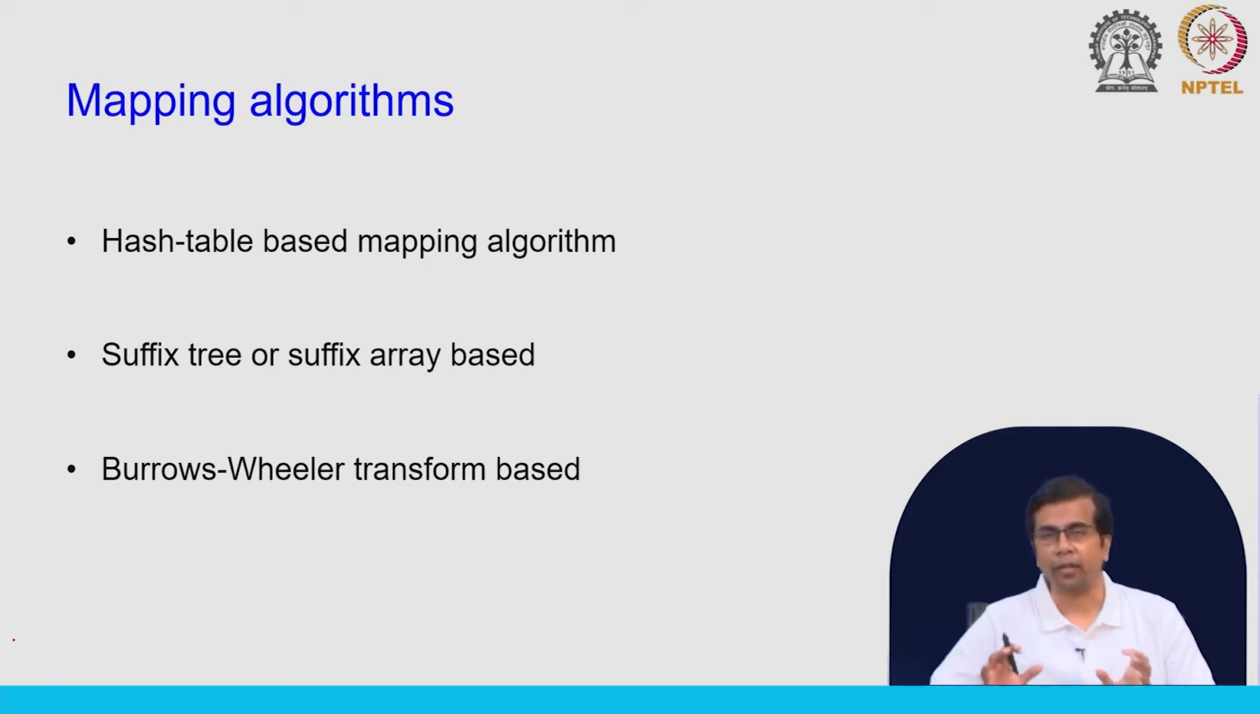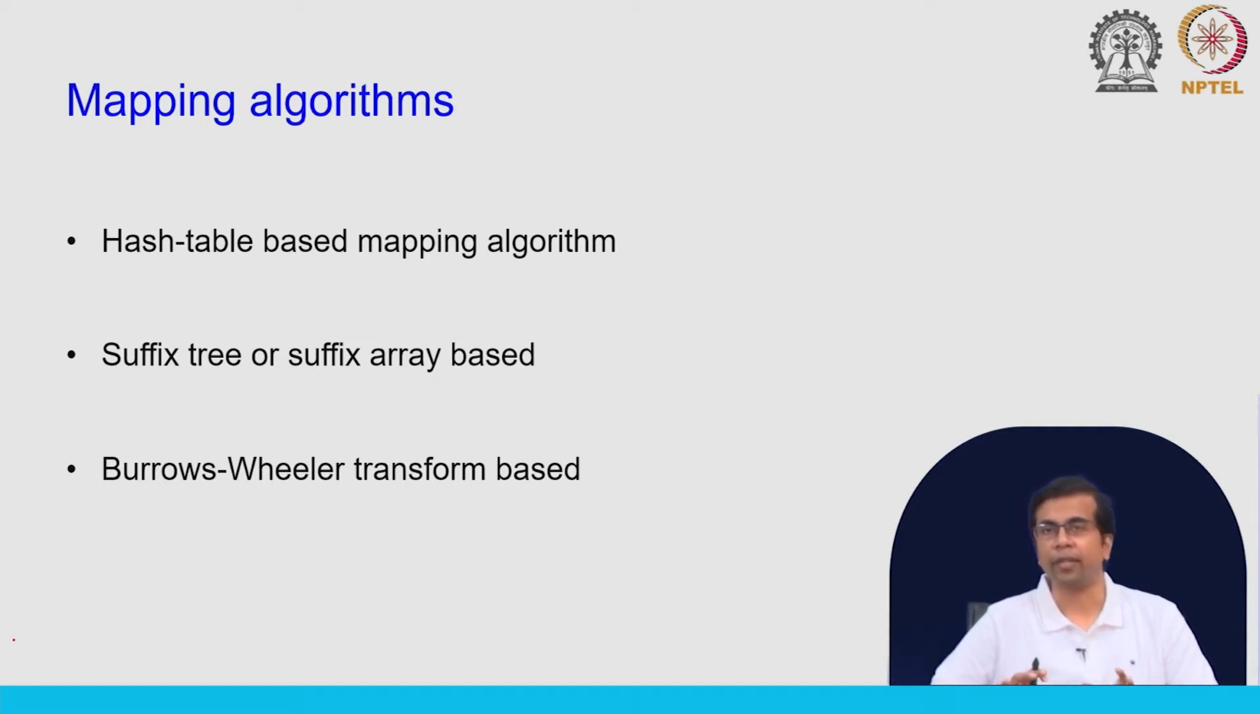We will talk about the algorithm, but if you are familiar with programming, you can actually implement these methods yourself. Okay. So, the first one is called the hash table based mapping algorithm, which will be the topic of discussion today. The next one is called the suffix tree based method or suffix array based method. So, there are two alternative ways of doing this, and we will discuss them in the next class.